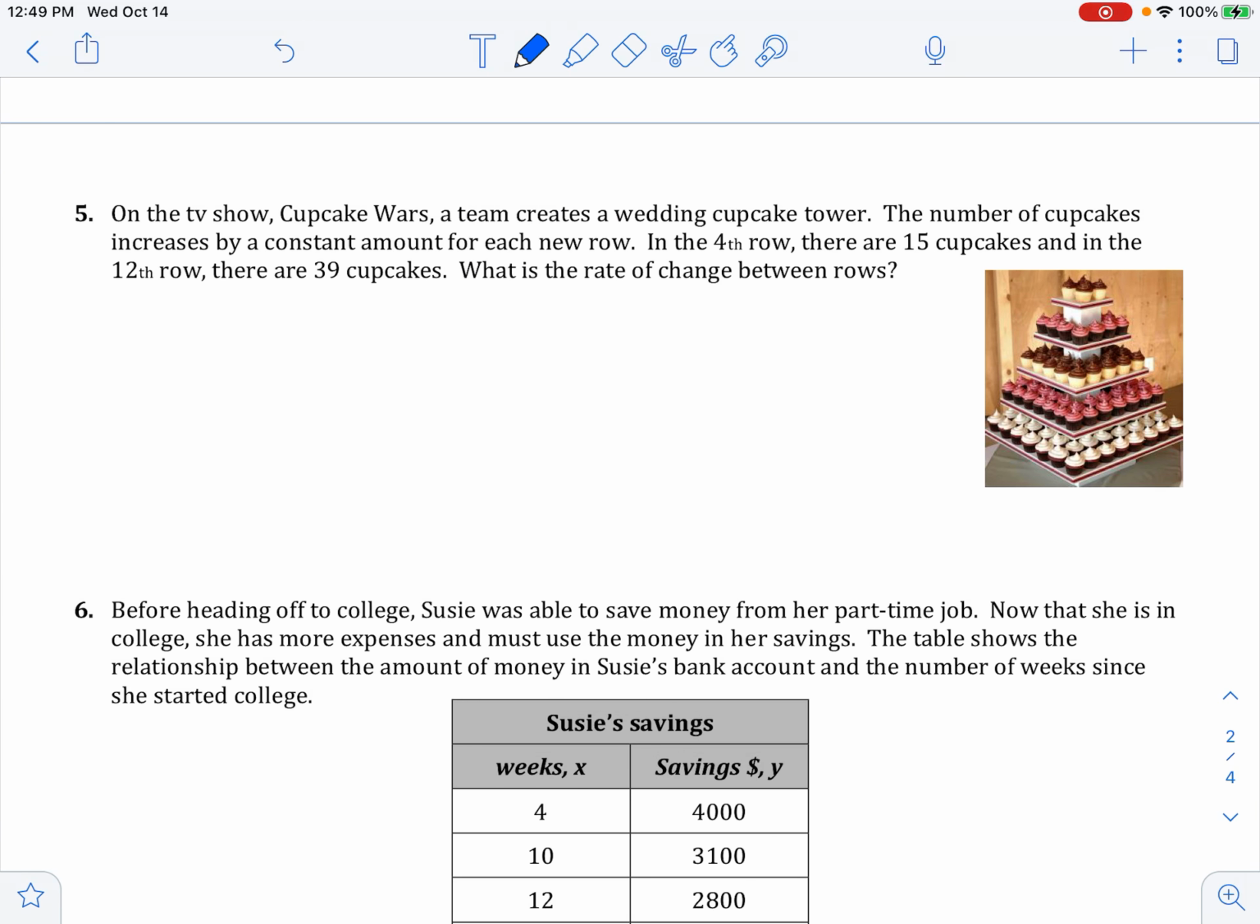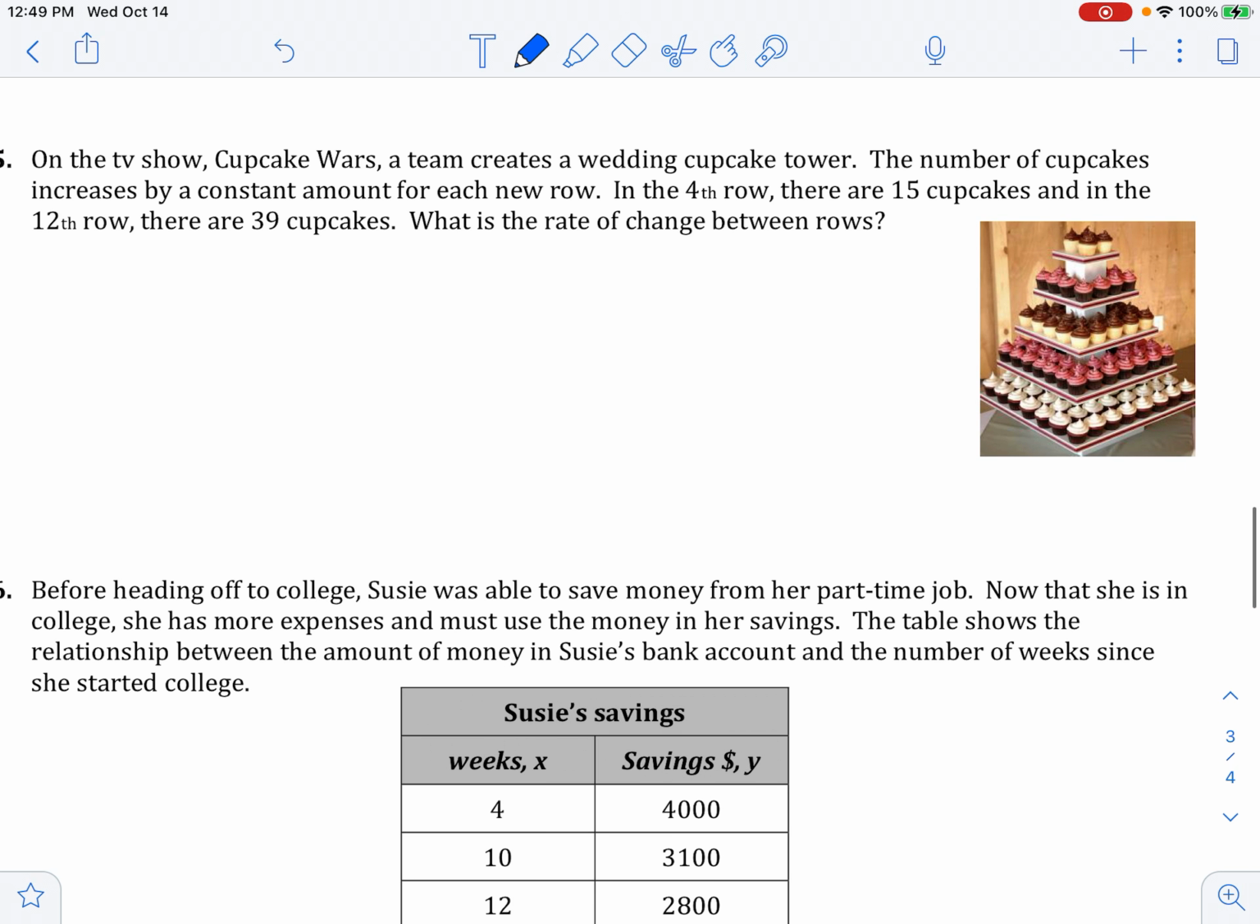So number 5 says, on the TV show Cupcake Wars, a team creates a wedding cupcake tower. The number of cupcakes increases by a constant amount for each new row. So it's going to be like +2, +2, +2, or +5, +5. And it says increase, that's why I'm saying plus. But it's constant, it doesn't change. Okay? In the 4th row, there are 15 cupcakes. And in the 12th row, there are 39 cupcakes. What's the rate of change between the rows?